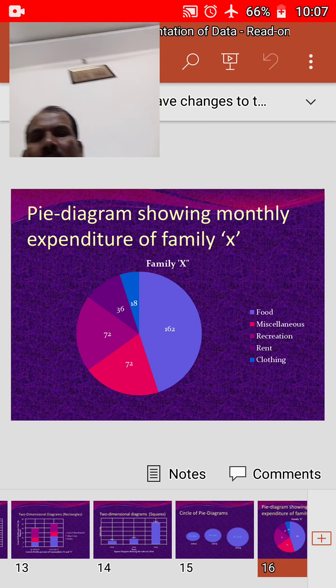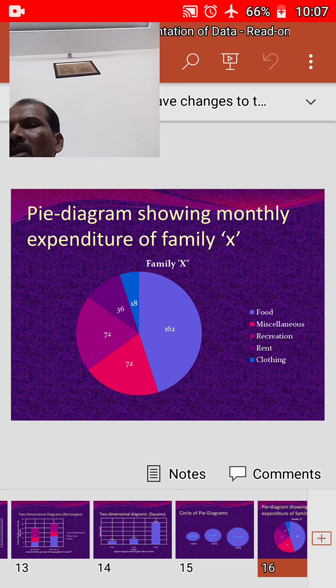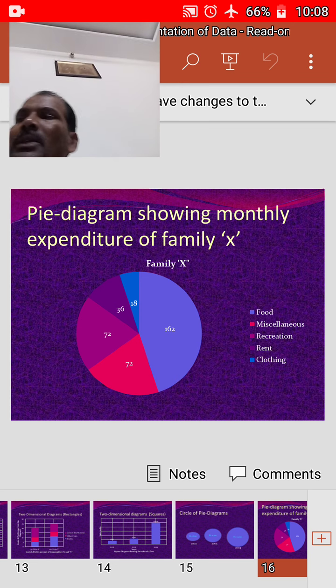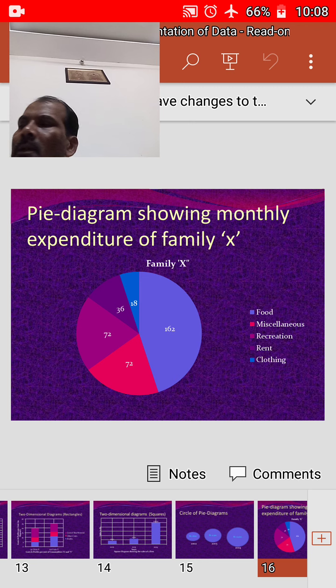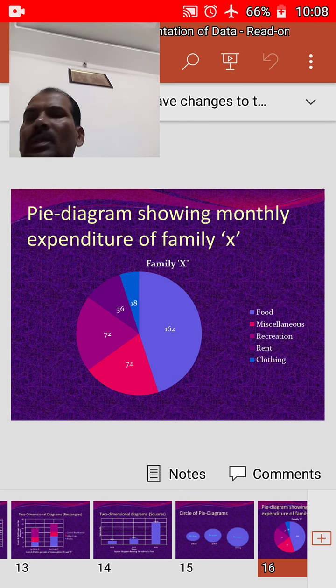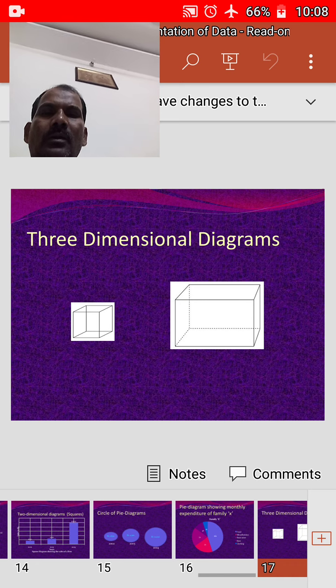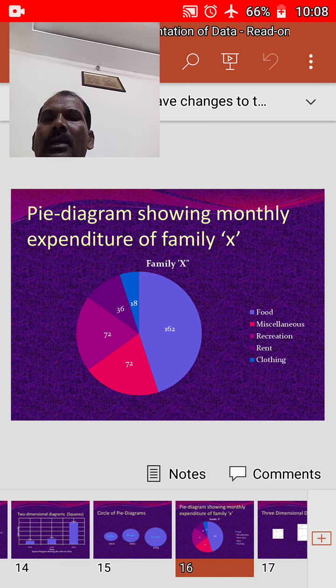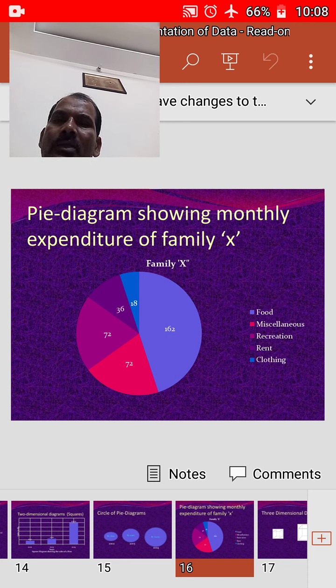Next we have another diagram, pie charts. We will discuss one pie chart here. Here we have one pie diagram showing the monthly expenditure of family X. The items are given. Items of expenditure: food, clothing, rent, recreation, and miscellaneous were given for family X.